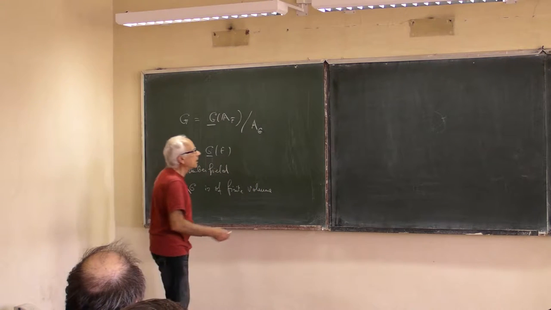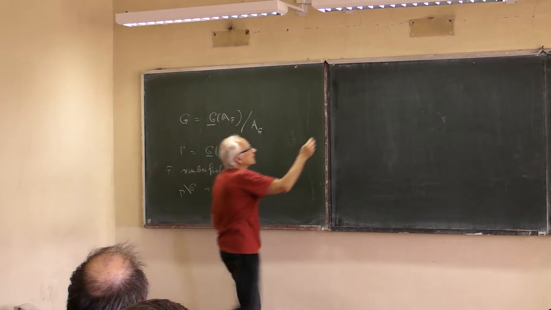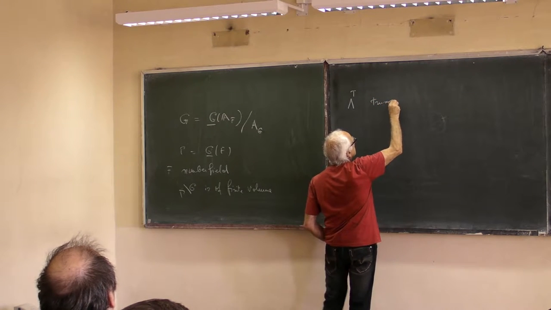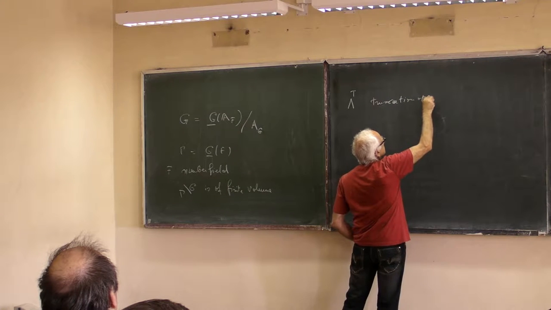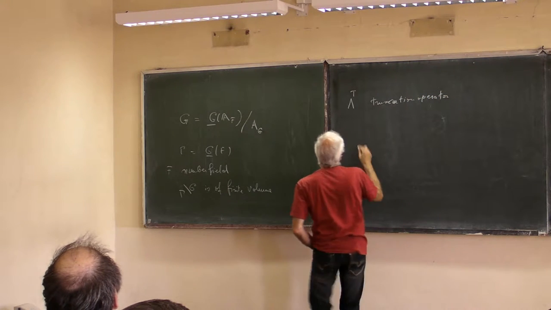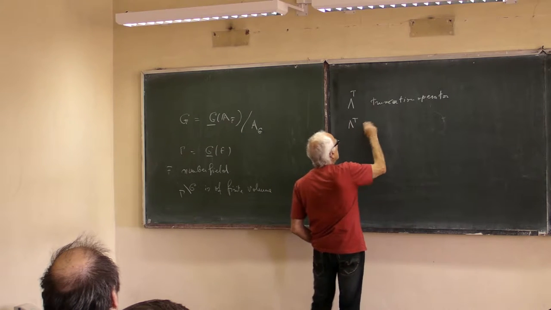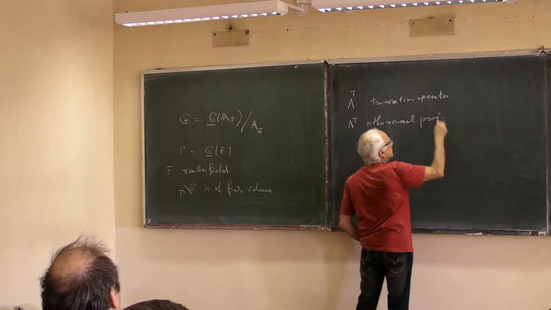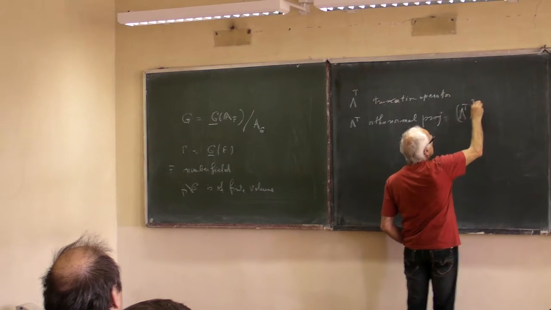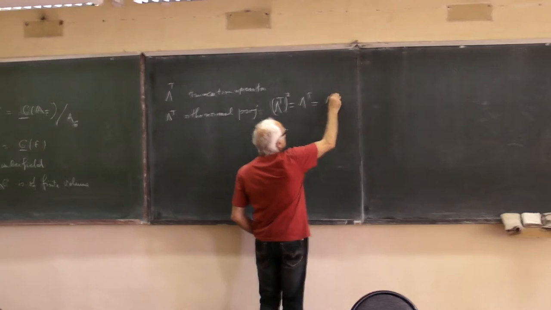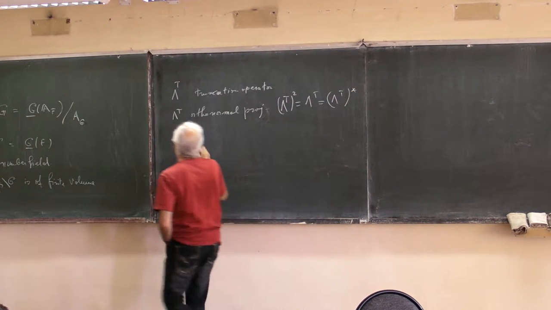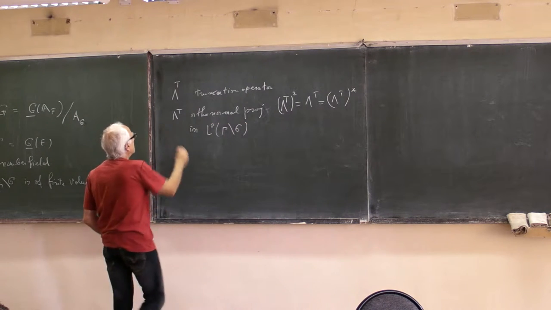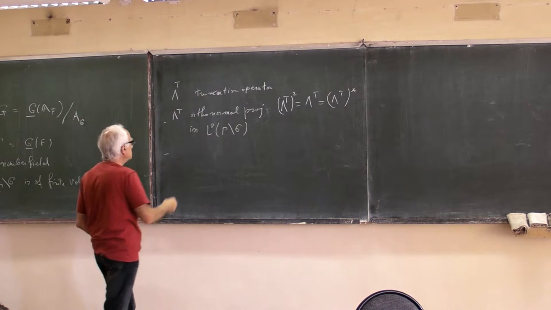Okay, and I introduced an operator, the truncation operator. And I recall that lambda t is an orthonormal projector, which means lambda t squared equals lambda t, equals lambda t adjoint.